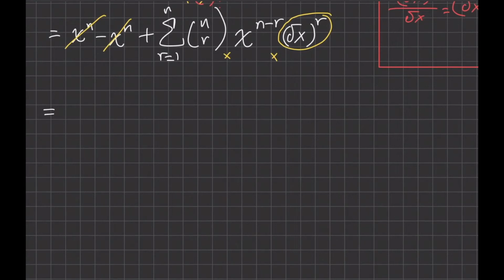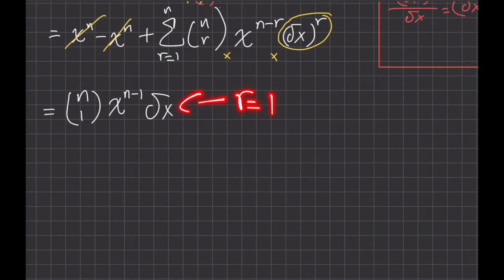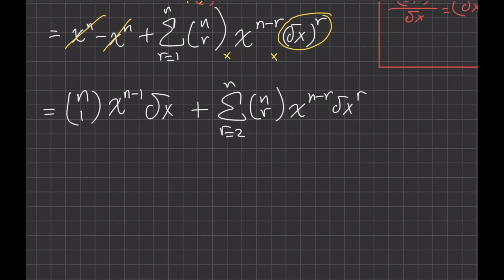So let's take r is equal to 1. This is the value for r is equal to 1. Therefore, we need to add r is equal to 2 up to n for the remaining terms. So now let's simplify. This can be rewritten as n factorial over 1 factorial and n minus 1 factorial, which is going to give us n.